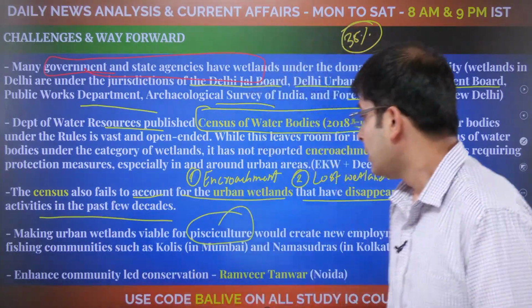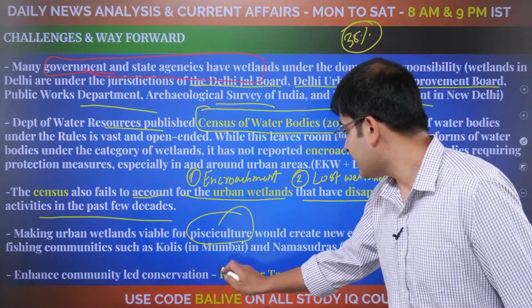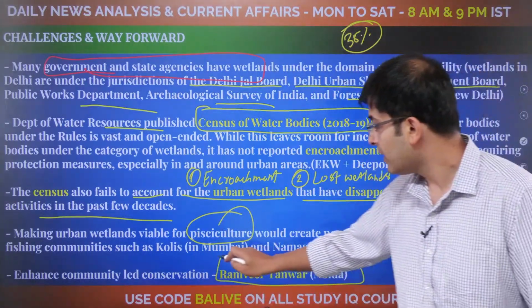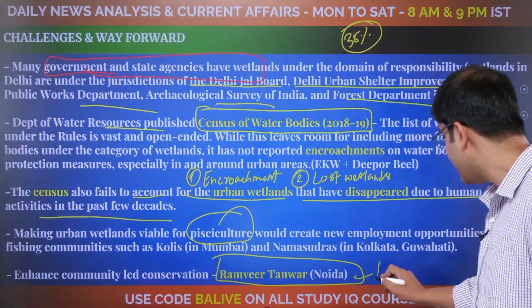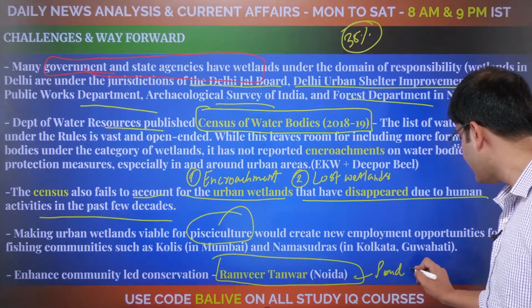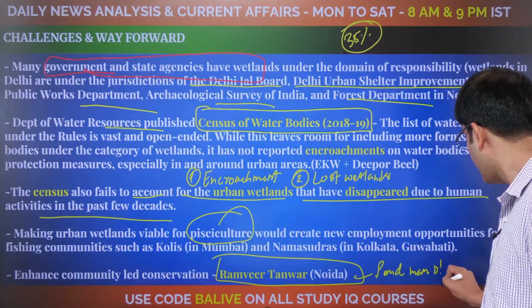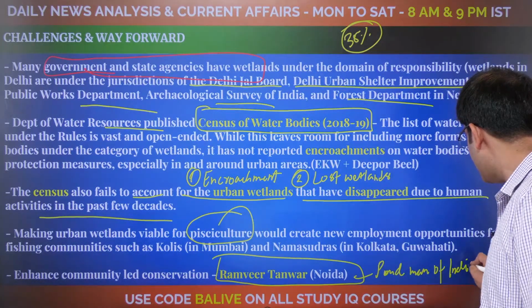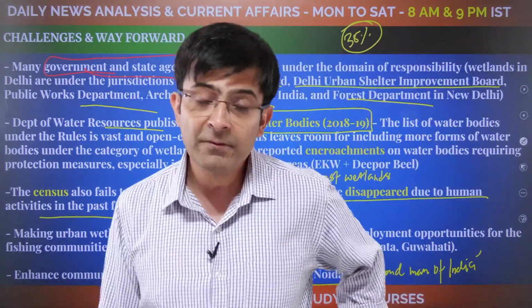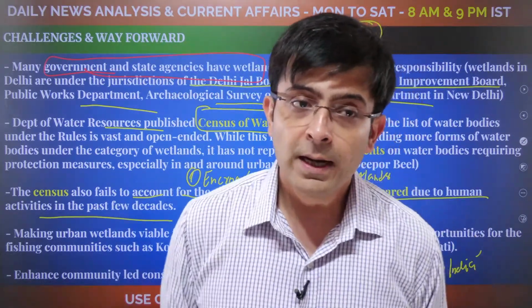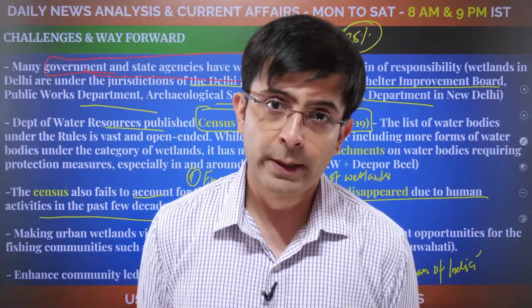Okay. So enhance community-led conservation. Have you heard of this name? He is called, I think, the Pond Man of India. Or the Lake Man of India. I think it's the Pond Man of India. You had his name taken by the Prime Minister in his Mann Ki Baat also. Yes, Ramveer Tawar. He is a conservationist who has gone ahead and rejuvenated close to 20 lakes in and around Noida and Greater Noida.